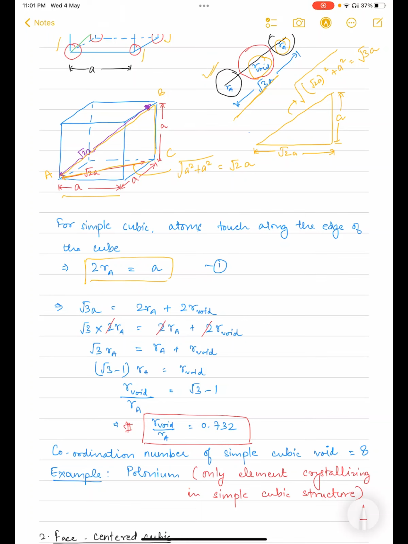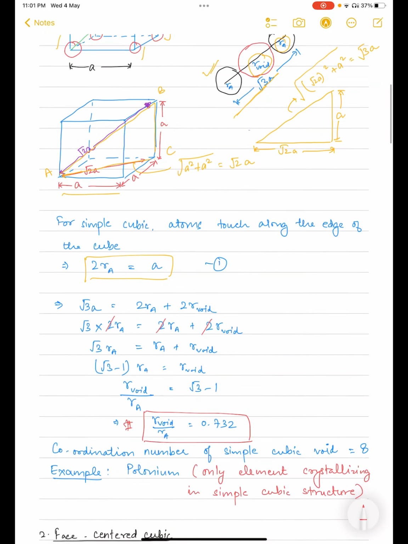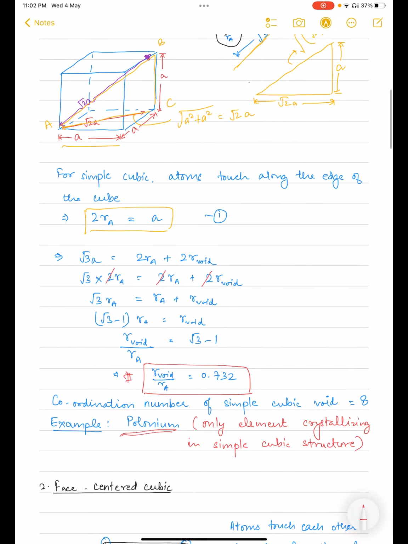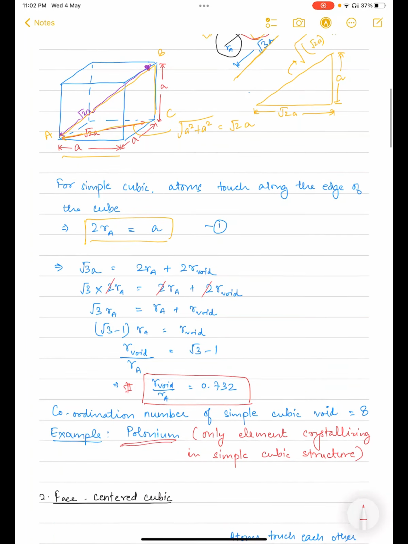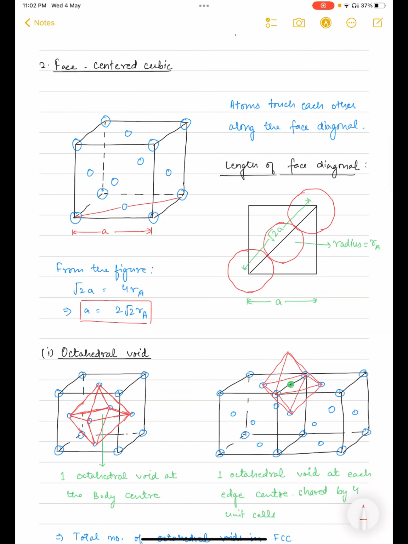This is the final ratio. So the coordination number of the simple cubic void is 8, because these voids ultimately make a simple cubic lattice. An example of a simple cubic lattice is polonium, and it is the only element that crystallizes in a simple cubic structure. Let us move towards face-centered cubic.